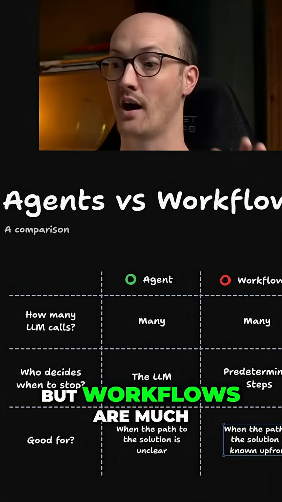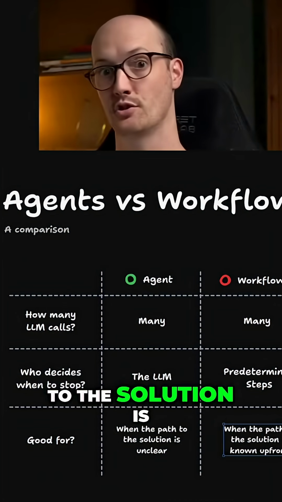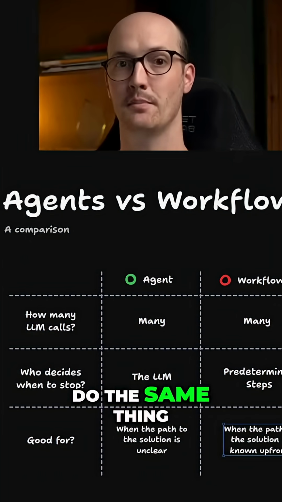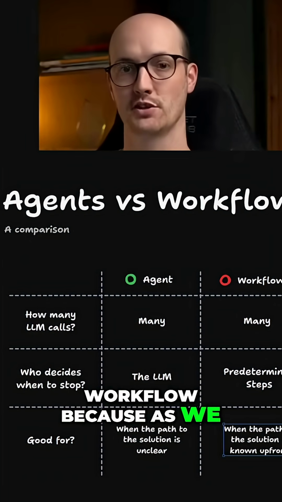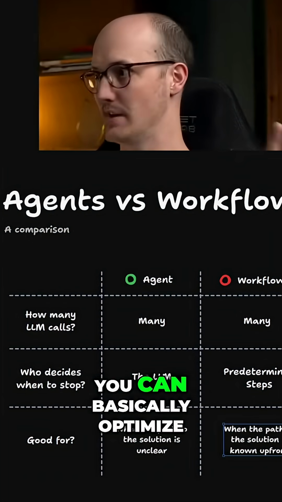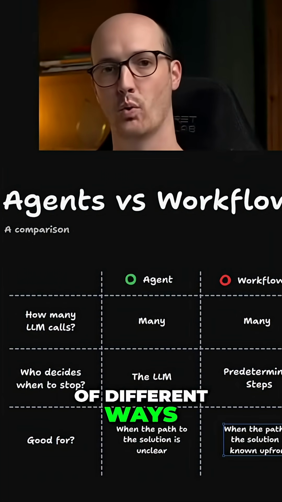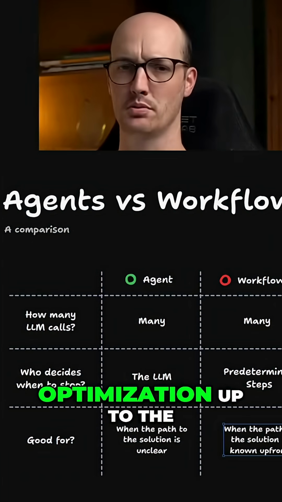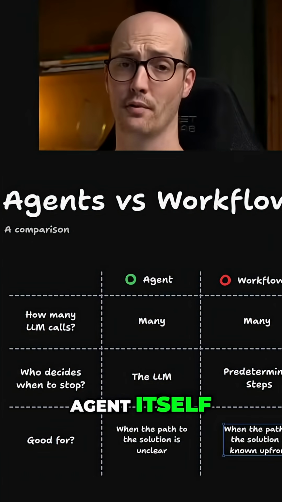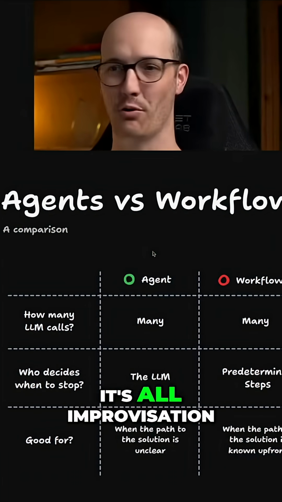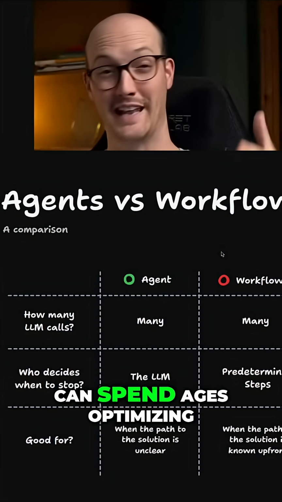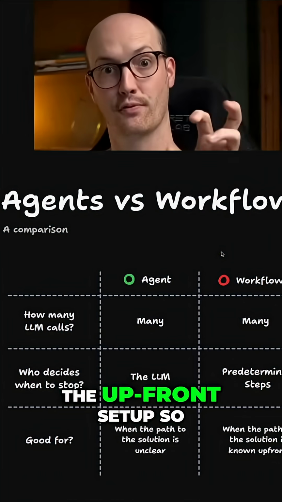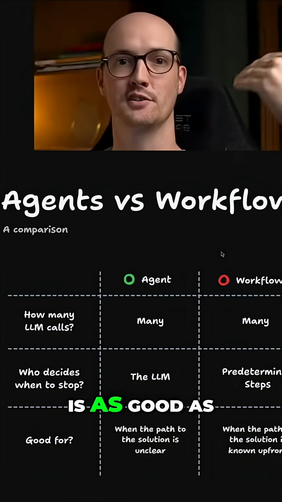But workflows are much better when the path to the solution is known up front. When you need to do the same thing 1,000 times, you always want a workflow, because as we saw with the parallelizable steps, you can basically optimize it in all sorts of different ways. Whereas with an agent, you really leave the optimization up to the agent itself. An agent is like jazz, it's all improvisation, all feel, and workflows are like classical music, where you can spend ages optimizing the upfront setup so that the final output is as good as it can be.